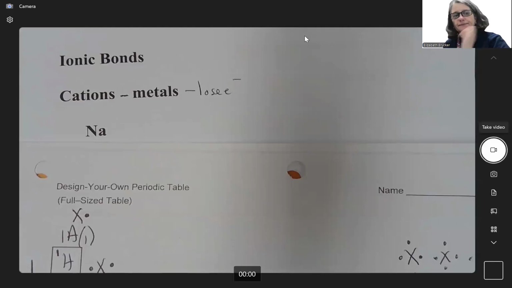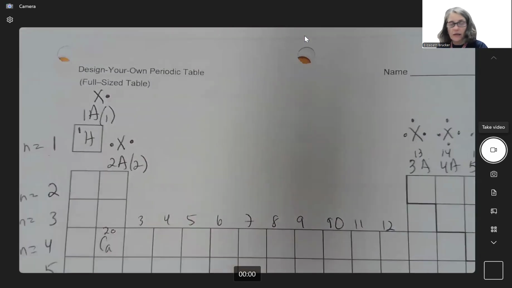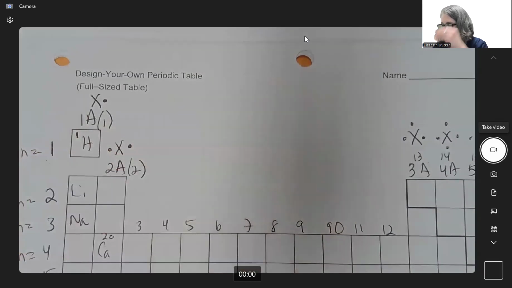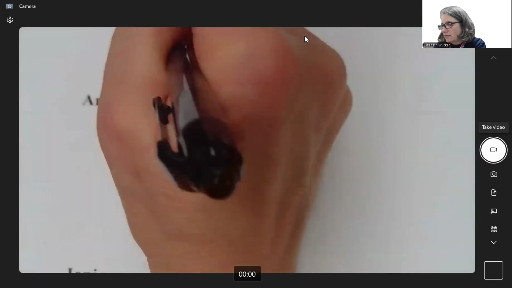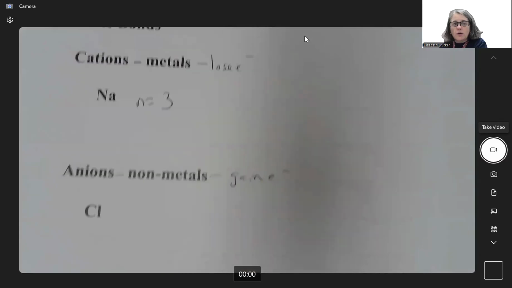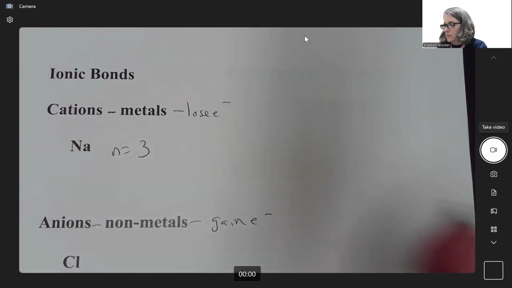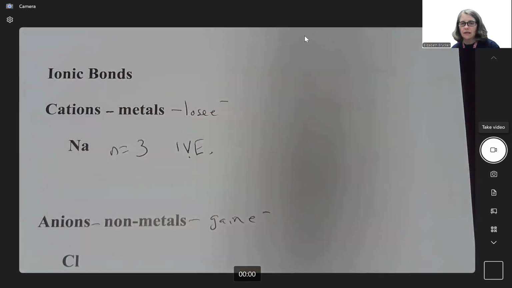So remember, sodium is in the first column of the periodic table. Sodium is right below lithium, and so it's in energy level 3. So I'm going to write down energy level 3. And we also know that sodium is in the first column, so it has 1 valence electron. So I'm going to write 1 valence electron. I'm going to use VE for valence electrons.